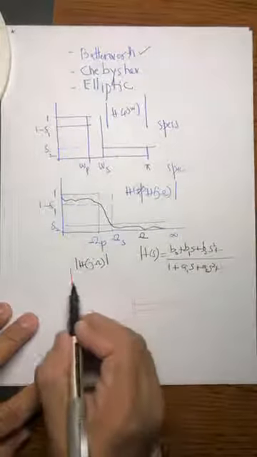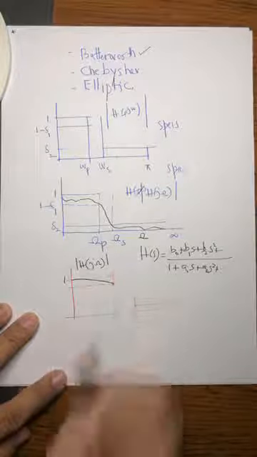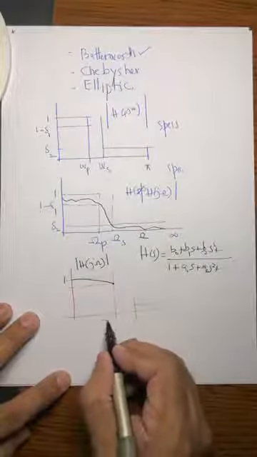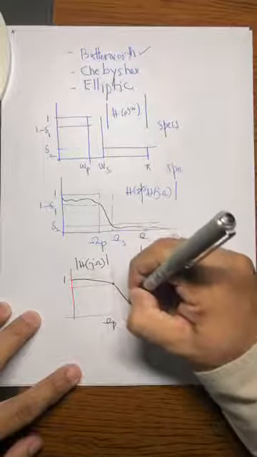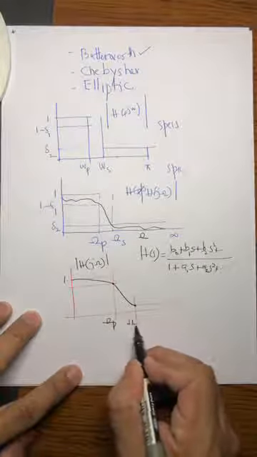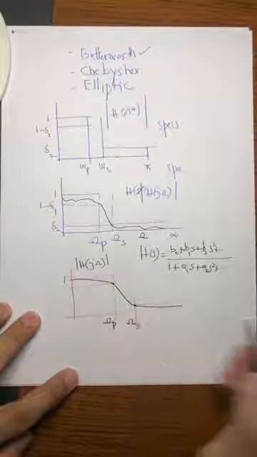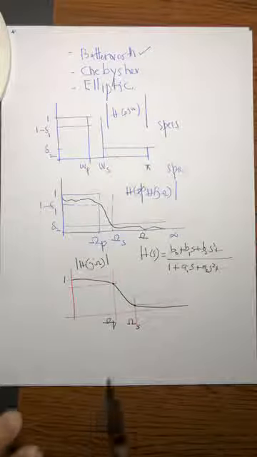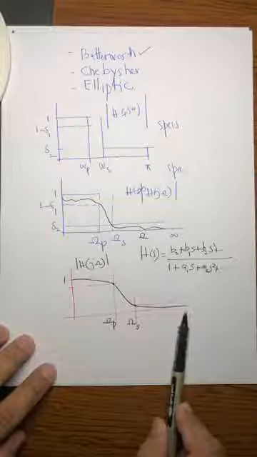Monotonically decreasing means it starts from 1 and just keeps going down, down, down. It touches this, which is my omega of pass. And then it sharply drops down to this point, which is omega of s. And then it hits and keeps going down till it reaches infinity. This is a monotonically decreasing function of omega.